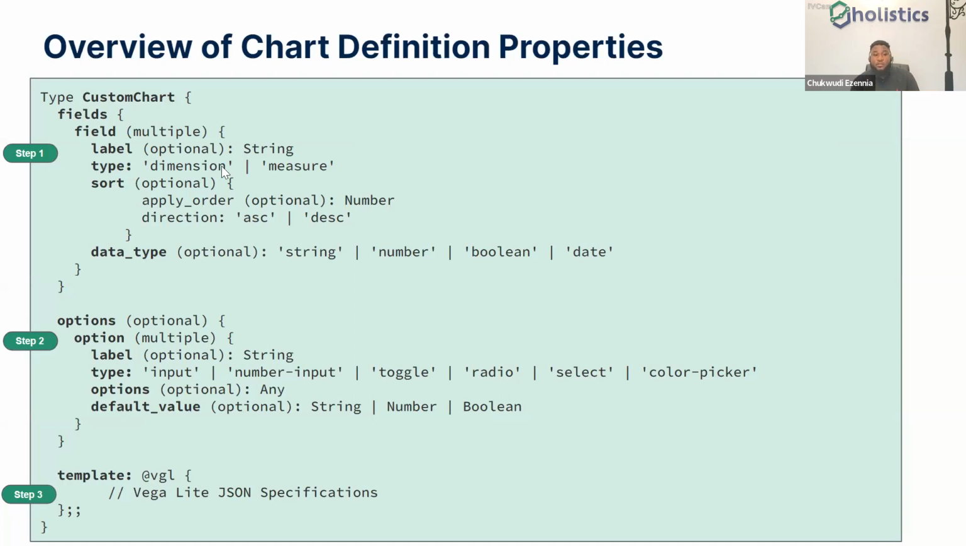The next thing is that you have an option to set a sort order for that particular field in special cases where you may need that. And the last one is the data type.